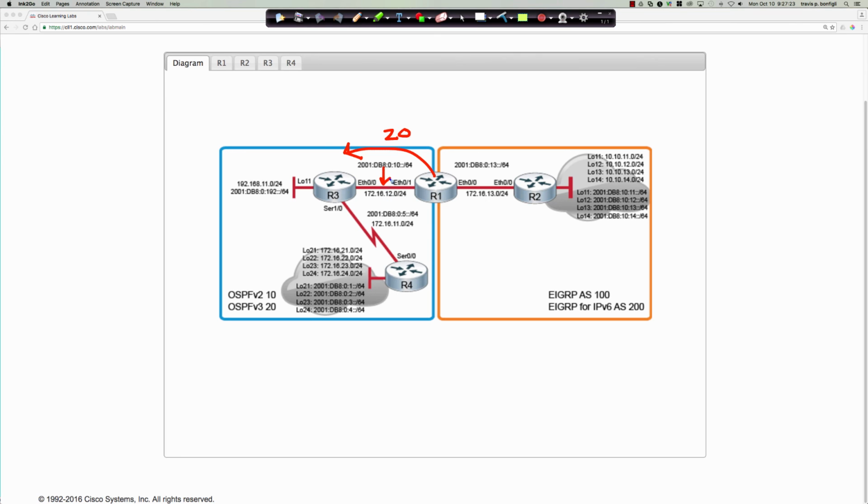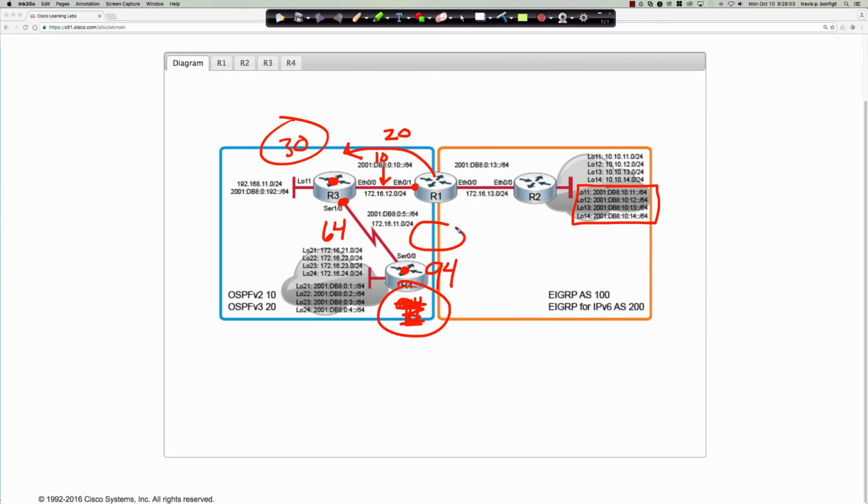The cost of the Ethernet link is 10, so that gives me 30. And again, that's the cost of the outgoing interface on the link. And then the cost of the outgoing interface of the serial link is 64. And that gives me, from the point of view of router 4, a metric of 94 to get to any of these IPv6 routes. From router 3's perspective, the cost is 30. But still, this is hot potato routing.